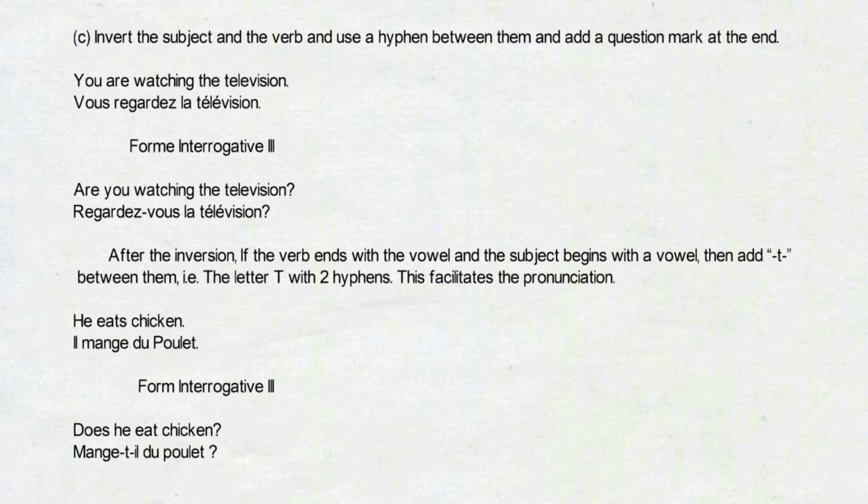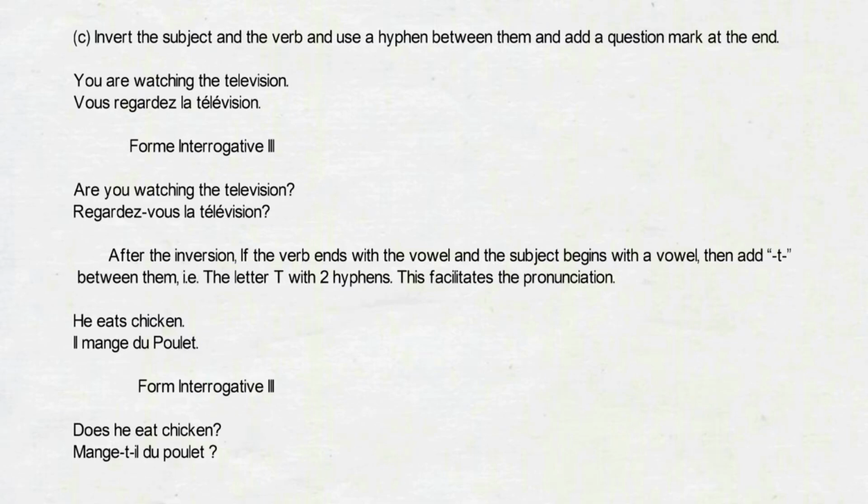The third form is to invert the subject and the verb, use a hyphen between them and add a question mark at the end. You just have to put the verb first, then a hyphen, then the subject, then the rest of the sentence, and at the end put a question mark. It is very simple. For example, you are watching the television. Vous regardez la télévision. The interrogative form is, are you watching the television? Regardez-vous la télévision? We put the verb first, then a hyphen, then vous, then la télévision.